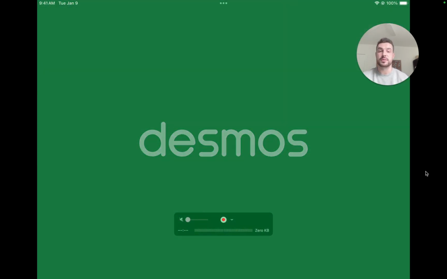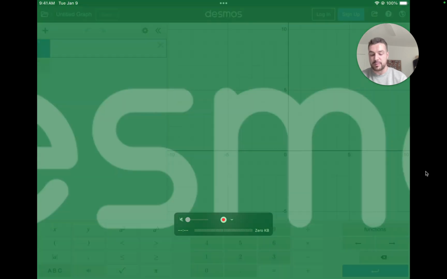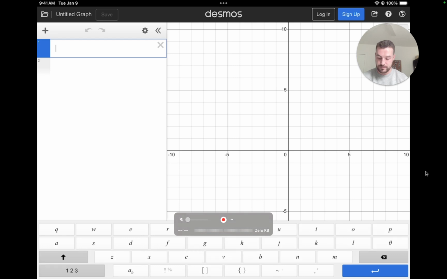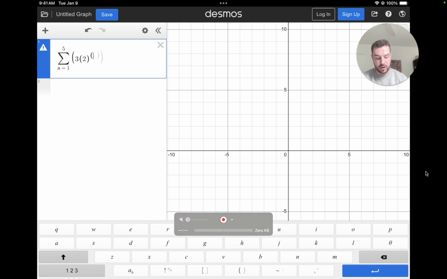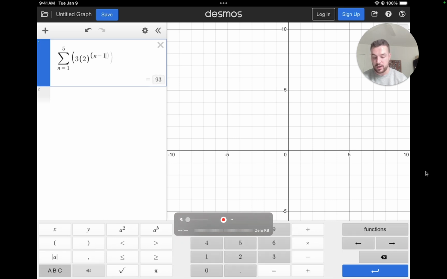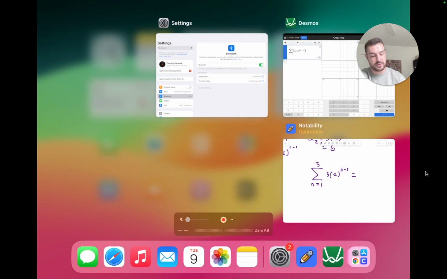If I pull up Desmos, I can just simply type in SUM, and we get our sigma value here, and then we can plug in the values we need. Now, when we type in our explicit formula, I always like to put it in parentheses just to avoid any potential issues. And then our exponent is also going to be in parentheses because we want our n minus 1 to all stay up in that exponent. So as you can see, the sum of the first 5 terms is 93.